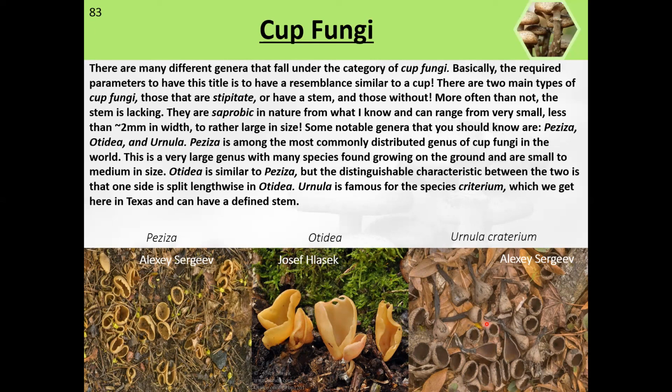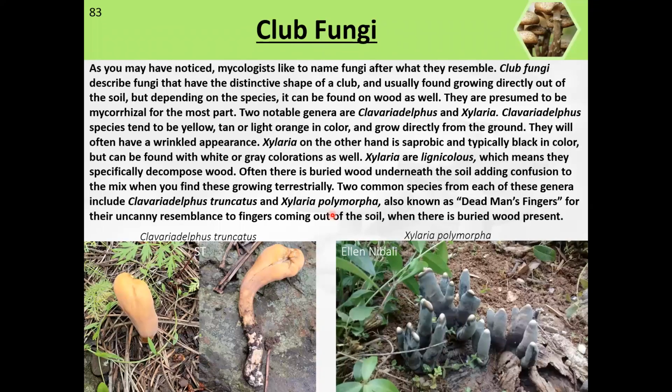I don't know if you guys can see this one, but that's the stem right there coming out for that specimen. And these don't have a stem. So just like polypores, there's two different kinds of cup fungi, the stipitate and the non-stipitate.